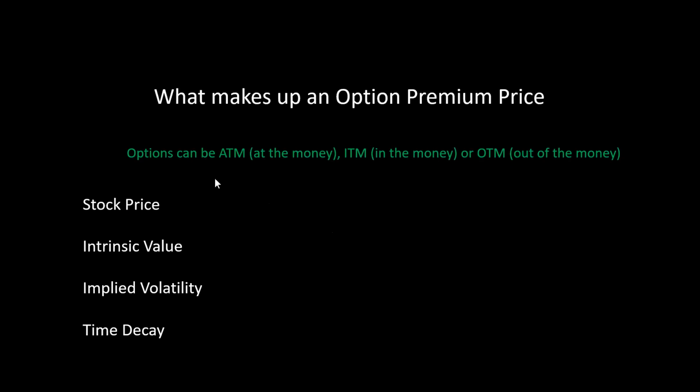Okay, and the options can be, by the way, at the money, as we've talked about. They can be in the money, or they can be out of the money. So in the case of Microsoft's trading at 105, an at the money call would be 105, an in the money call would be like 100, and an out of the money call would be like 110. It would be higher than the stock price.